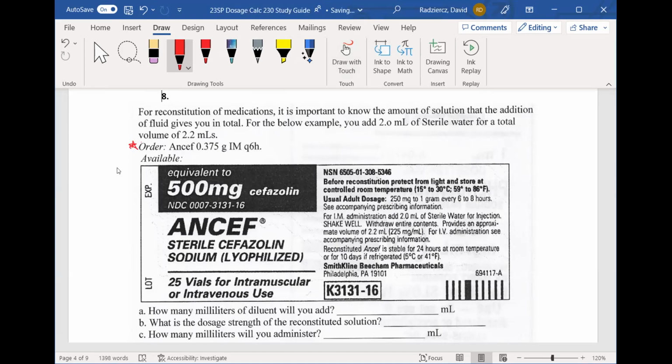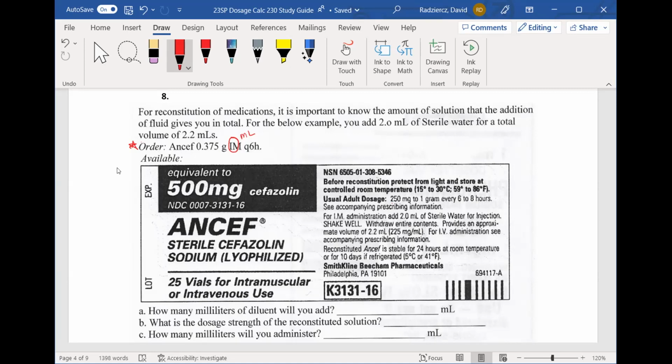You'll see the available. Now, a couple things that you'll know that you're dealing with a reconstitution because of two things. It'll tell you it's intramuscular, which tells you that you're looking for milliliters, because remember, injectables, IV, IM, SC, oral suspensions, those are all going to be milliliters unless they specifically say they want it in something other than milliliters, like teaspoons or something like that. But I doubt they're going to say that.